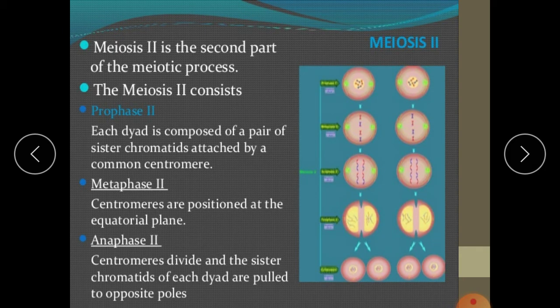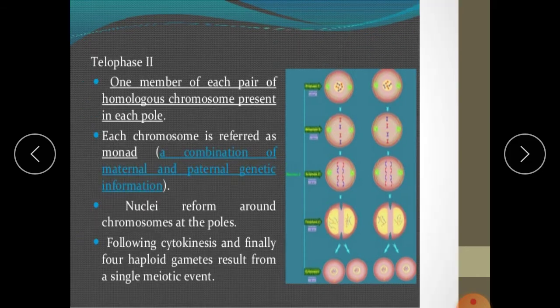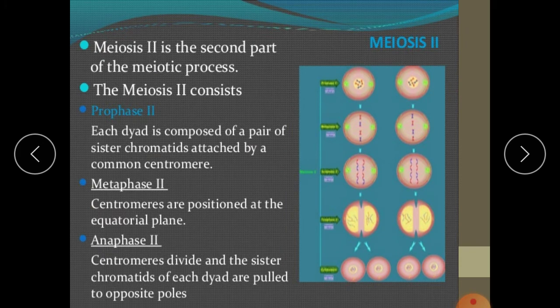Next, Meiosis II. Again, Meiosis II is subdivided into prophase II, metaphase II, anaphase II, and telophase II. Prophase II is different from prophase I. We already discussed prophase I. Prophase I is further subdivided into 5 stages such as leptotene, zygotene, pachytene, diplotene, diakinesis. But here prophase II is similar to that of mitosis.